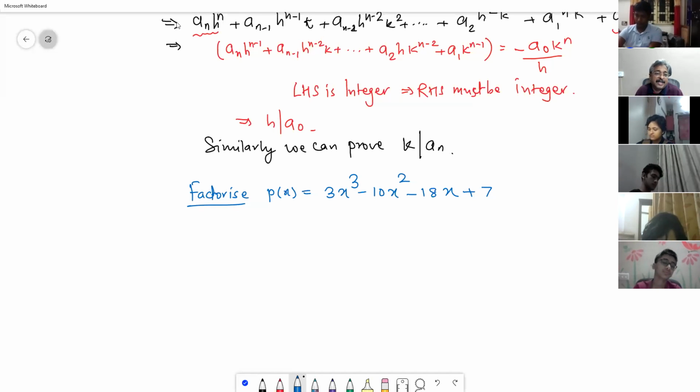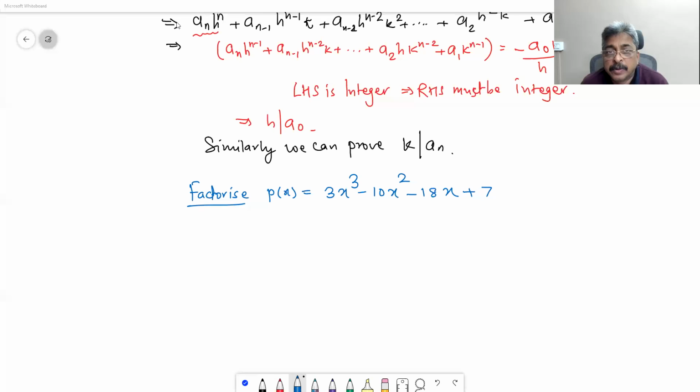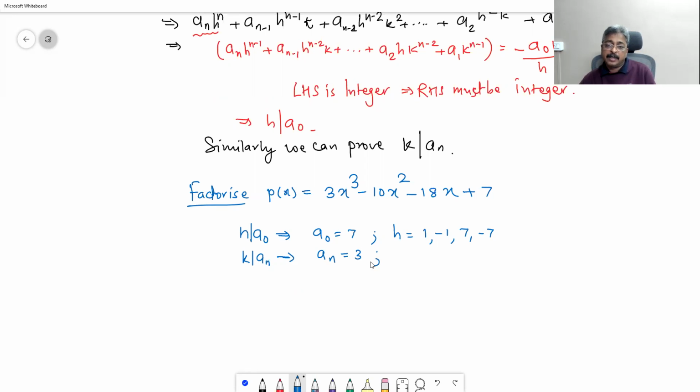Okay, so after learning that theory and example, you give me the factors of the polynomial which I have given you. Our PRRT says the numerator of the rational number, h, divides a0. In our problem a0 is 7. So h can be equal to 1, -1, 7 or -7. k divides an. In our problem an is 3. Therefore, k can be 1, -1, 3, -3.